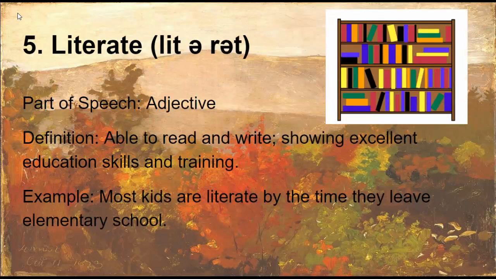Number five, literate. Literate is an adjective, so it's a word that describes a noun, and it simply means being able to read and write, or showing excellent education, skills, and training. You can be literate in a skill, in addition to just being able to read and write. So example, most kids are literate by the time they leave elementary school. They know how to read and write. You might be literate in a specific hobby or a sport or a game if you know how to play that thing or do that thing well.